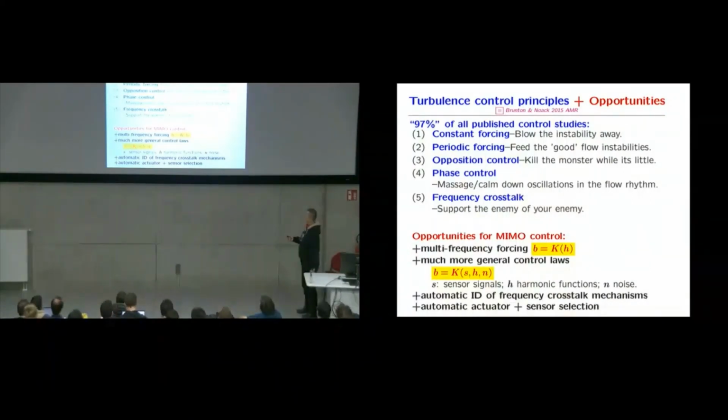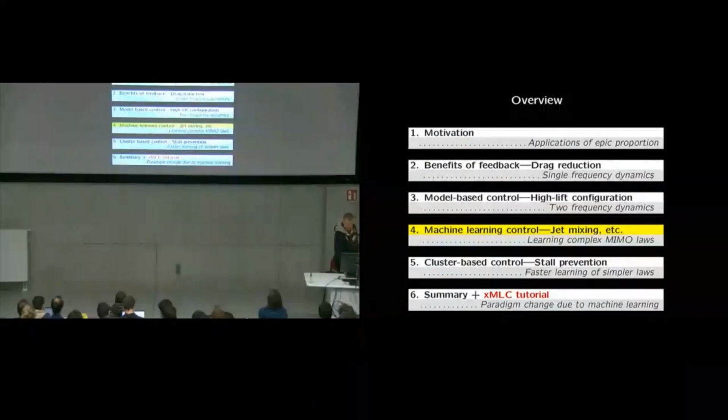Then at some point you may be curious. Okay, you do not only want to have multi-frequency, but you also want to have some sensor signal. Maybe you also want to incorporate noise. So this is a general idea of a controller which you get from the literature. And the next thing is maybe you want an automatic identification of the frequency crosstalk mechanism, automatic actuator selection, automatic sensor selection. So this looks like a big fantasy which can never be realized in any practical terms, but it turns out the solution is amazingly simple. And this is what I will talk about now.